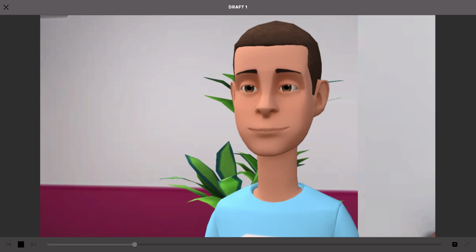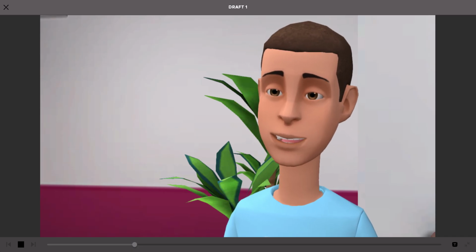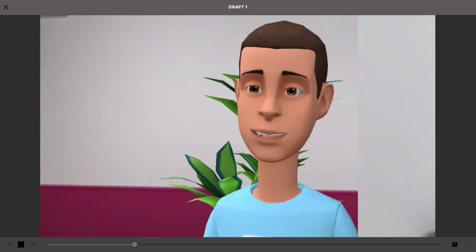Hello everyone. Today I will be showing you the update instructions of Plotagon 1.7.0 for the scenes and characters.